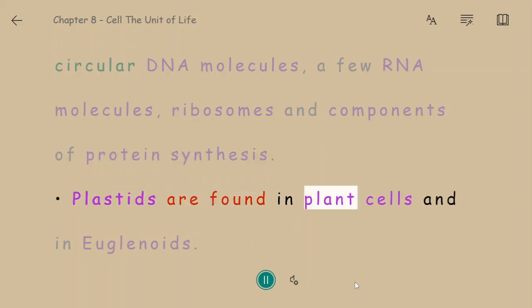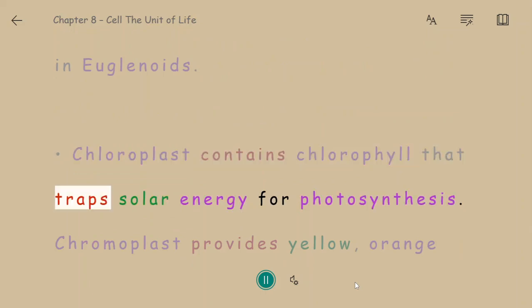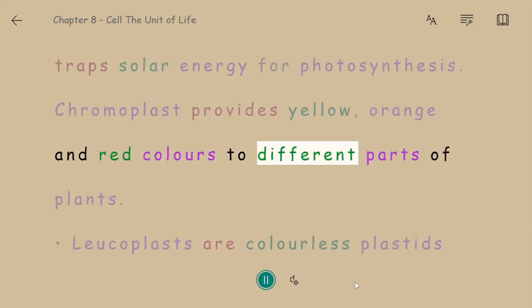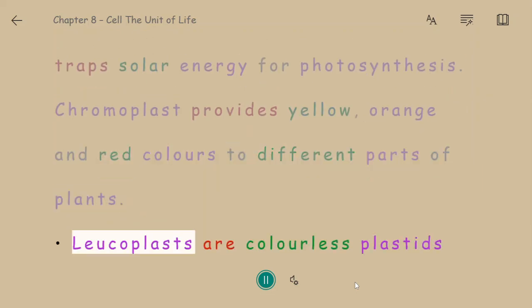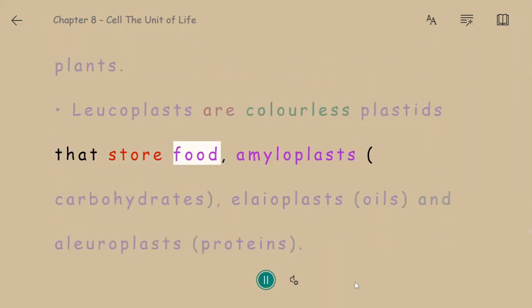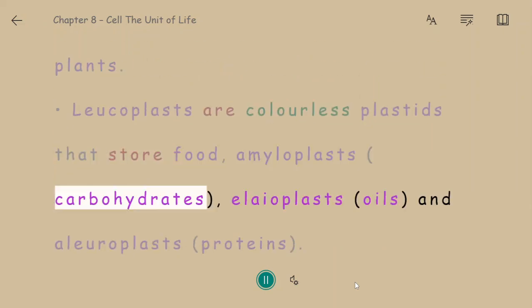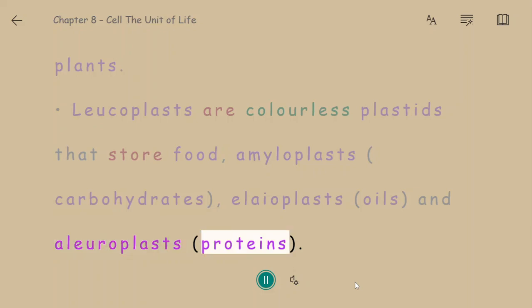Plastids are found in plant cells and in euglenoids. Chloroplast contains chlorophyll that traps solar energy for photosynthesis. Chromoplast provides yellow, orange and red colors to different parts of plants. Leucoplasts are colorless plastids that store food: amyloplasts store carbohydrates, elaioplasts store oils, and aleuroplasts store proteins.